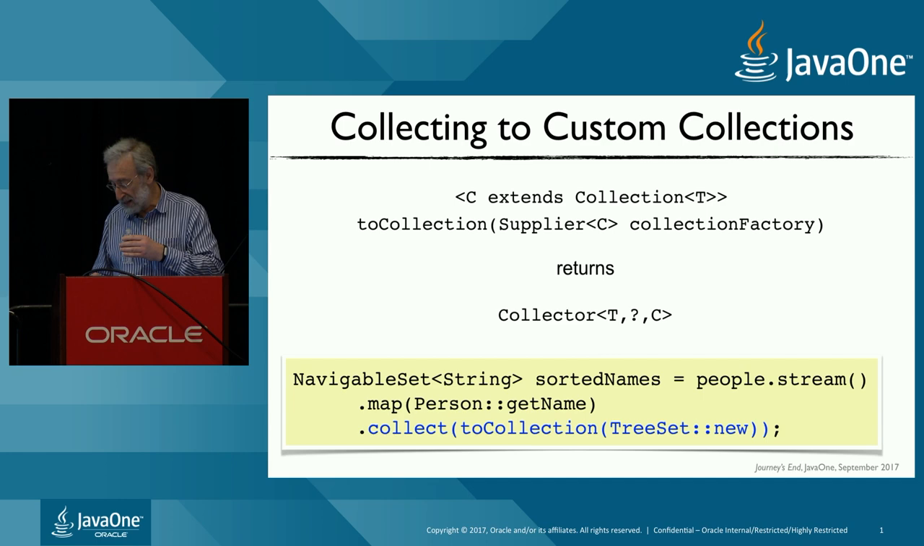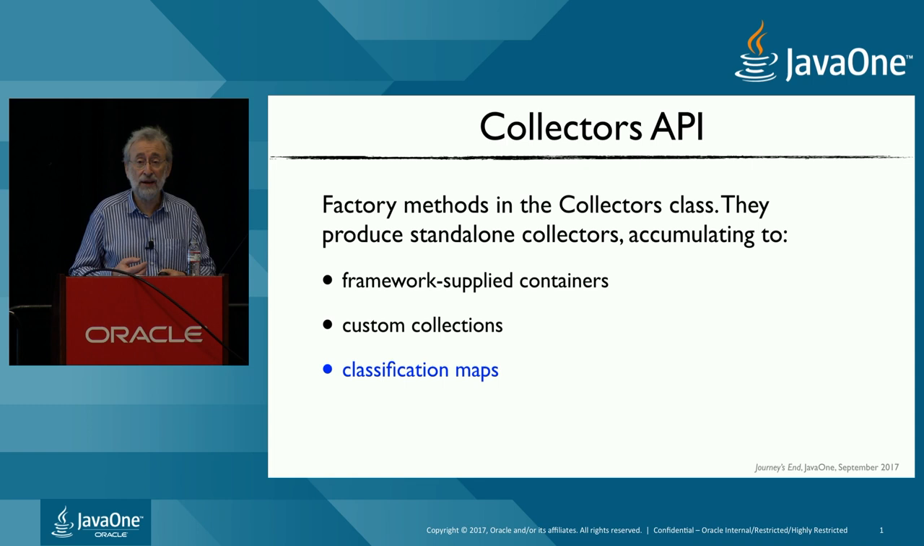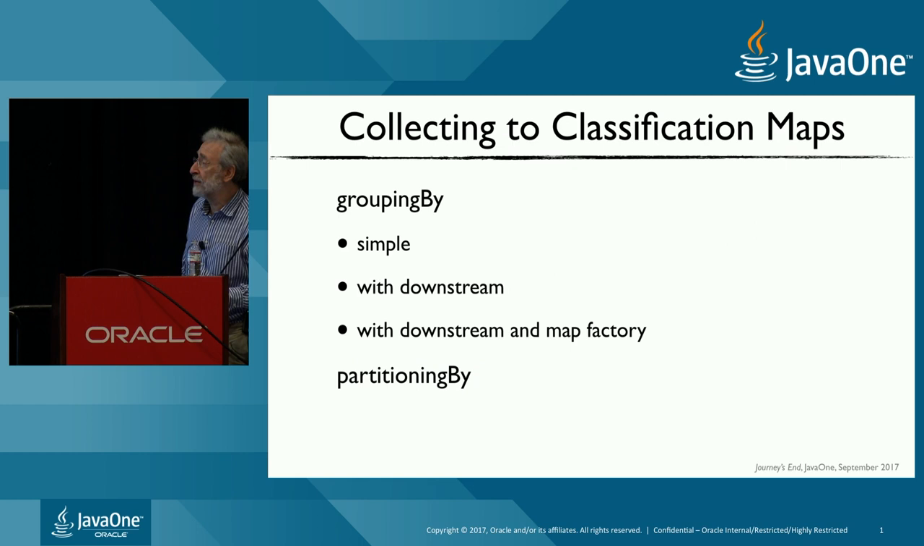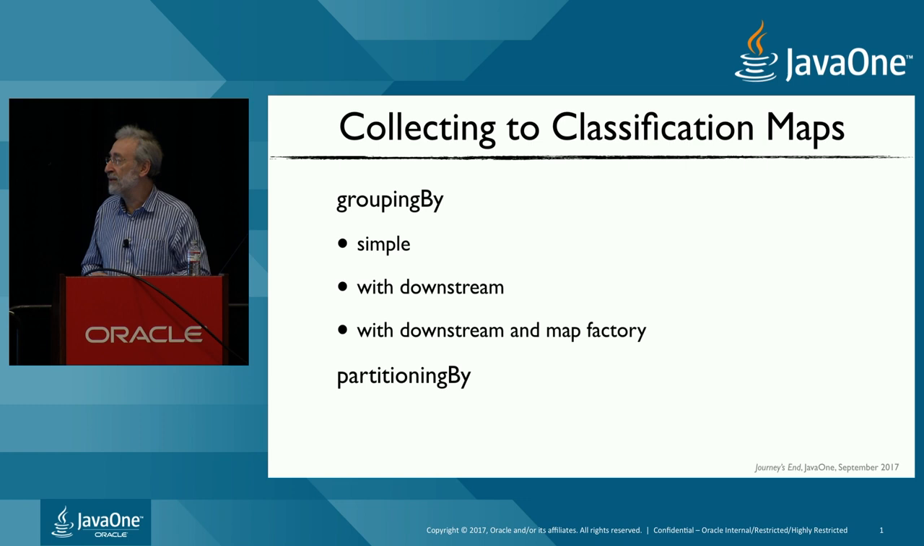So that's the first two types, framework supplied containers and custom collections. And the third type is classification maps. So these are all created by groupingBy, also by groupingByConcurrent and partitioningBy, but that's not very important. GroupingBy is really the one that matters. We've got three kinds. We've got simple, we've got ones with downstream, or with downstream and a map factory. Let's have a look at these.